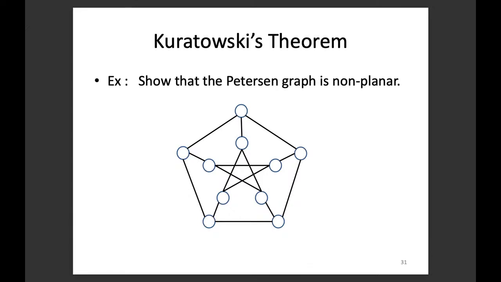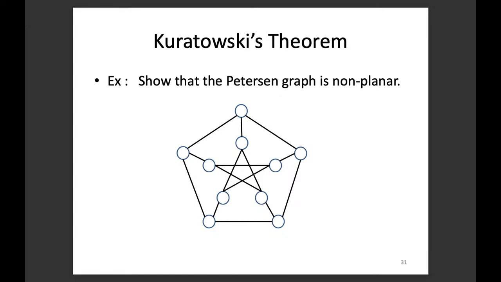Here we want to show that the Petersen graph is not planar. To show that it is not planar, Kuratowski tells us that there must be some part inside this graph which looks like a K5 or K3,3. Although it really looks like a K5, what we should be looking for is not a K5, but a K3,3.